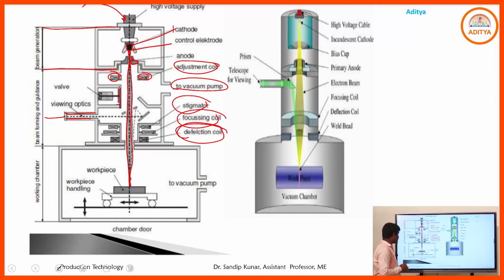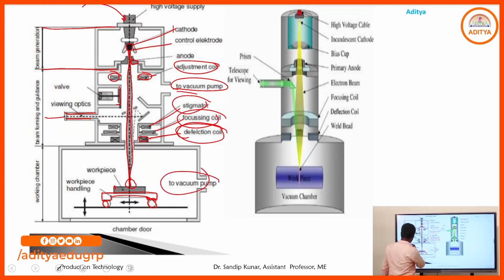Now these are the parts: the deflection coils, the focusing coil, the stigmator, the two vacuum pumps and the adjustment coil. All the components help to control the flow of the electron beams. After coming here, that is the workpiece holding device. Here we hold the workpiece properly, and the electron beam gun strikes directly on that workpiece. And two vacuum pumps are there.